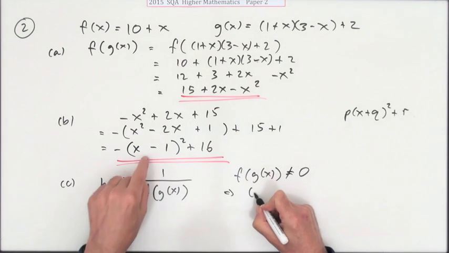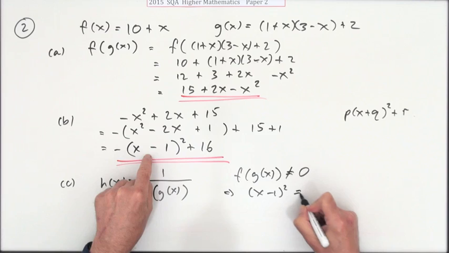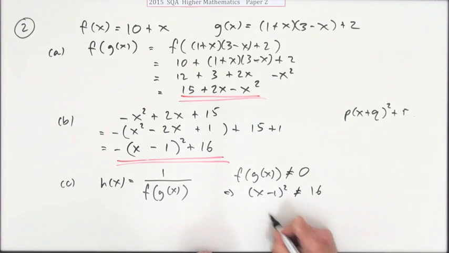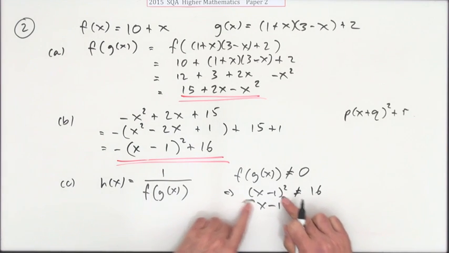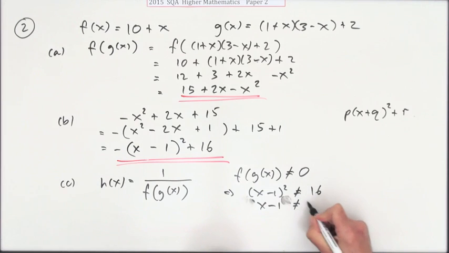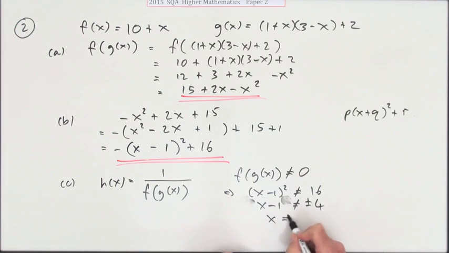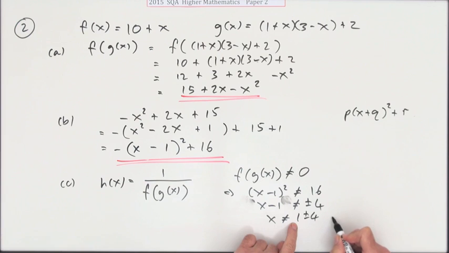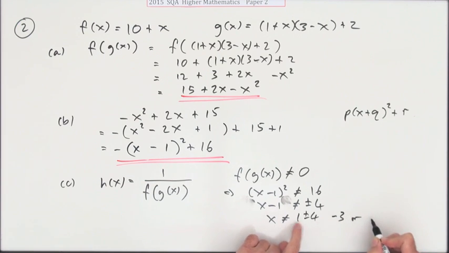Which means x minus 1 squared can't be 16. So that means that x minus 1, don't really need the brackets now, that's just made a mess, can't be plus or minus 4. So x can't be, take the 1 across, and then you've got 2 numbers, 1 minus 4, which is negative 3, or 1 plus 4, which is 5.